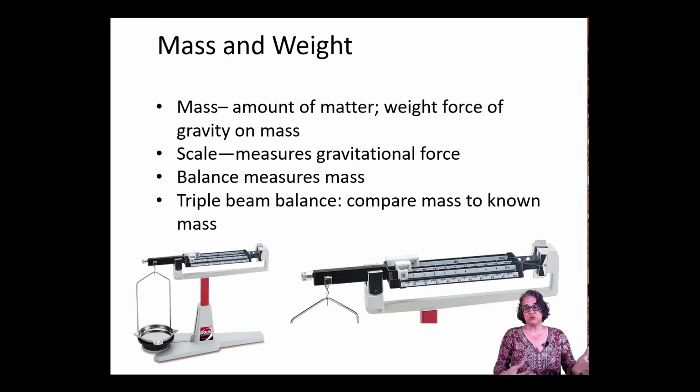weight with a scale, which will actually measure the gravitational force. Say my weight is the gravitational attraction between me and the planet. Whereas we measure mass with a balance. A balance is actually going to take gravity out of the equation by comparing the mass of an object with a known mass. So in the image here, you see a triple beam balance.